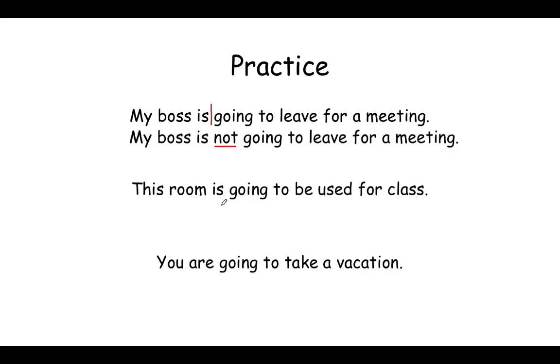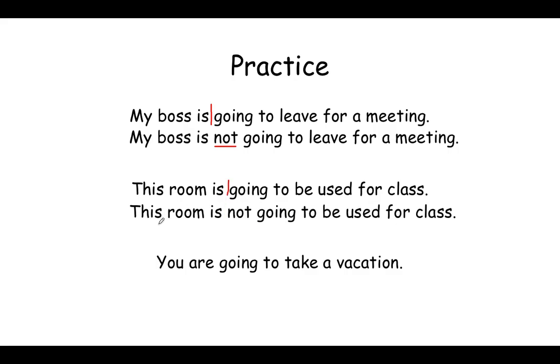This room is going to be used for class. We want to make this sentence negative. So we just have to find the spot between the form of be, which is right here, and going to, which is right here, and add not. This room is not going to be used for class. That's all we got to do.